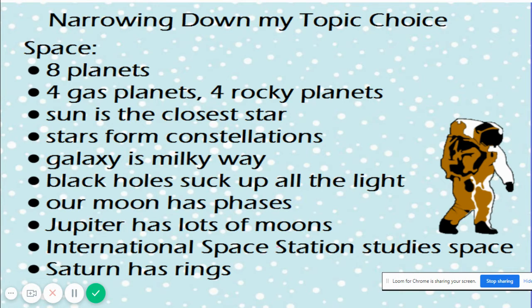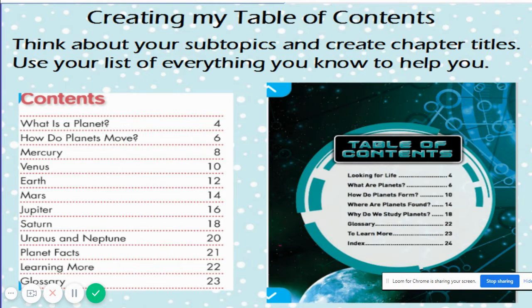All right, so I am writing about planets. What I did next is I went and did some research. Now, I did not go and read a bunch of books. What I did is I went on Epic, and if you need help getting on Epic, you can ask your teacher. And I just looked at different table of contents in books about planets.